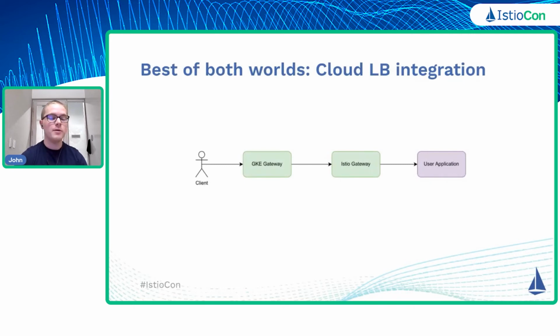And so you may think, I'll just put both of them in line. I'll have my traffic hit the GKE gateway first, and then the Istio gateway, and then finally hit my own application. And this is something that's really powerful because you can combine the best of both worlds. And a lot of users actually do this in production, even today with the existing APIs. But the challenge is that it's very challenging to do it.